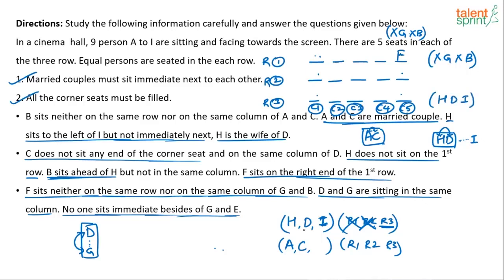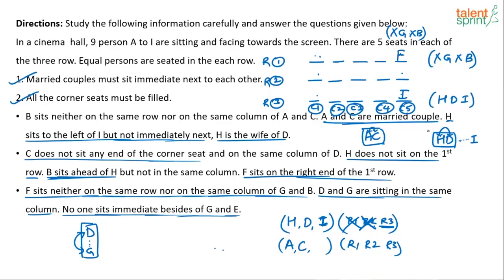Now we already discussed and decided that I will be the extreme right in this row, because the point made was H is towards the left of I. So I has to be the rightmost person. H can be coming anywhere.